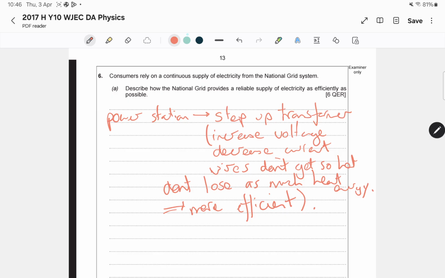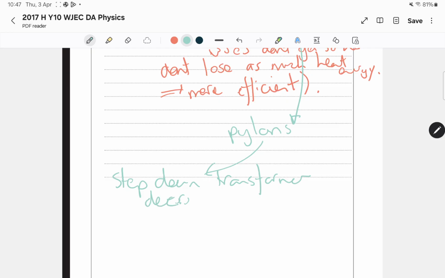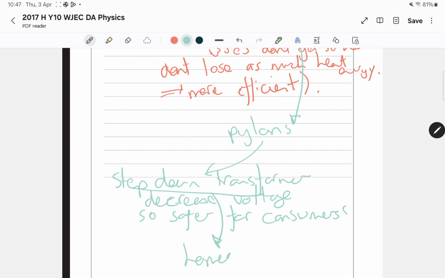After the step-up transformer, the electricity goes to a series of pylons and high transmission wires before it gets sent to a step-down transformer, which does the opposite. So that's going to decrease the voltage, so it's safer for homes and consumers, which is where it's going to go next. After the step-down transformer, it goes into homes.